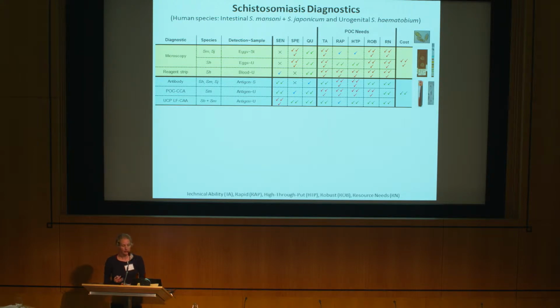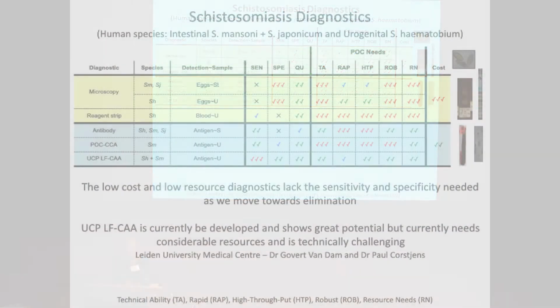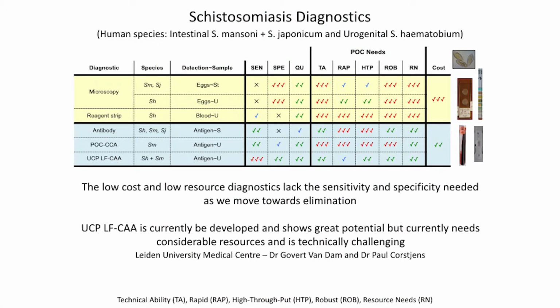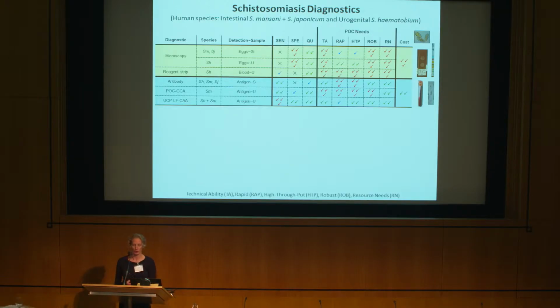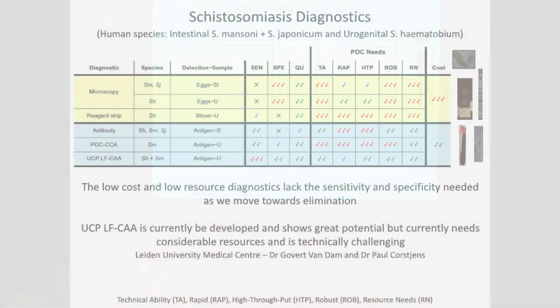So we have microscopy, detection of eggs, and also the reagent strip for detecting blood in urine. They're very good at this mapping stage and for high throughput screening of people. The microscopy can be specific because we have egg morphologies, which we can look at to identify what species of infection. And they're also good in the field because they're low resource, they are rapid, they can be robust, and they're also very cost effective. So those are very good at that mapping stage.